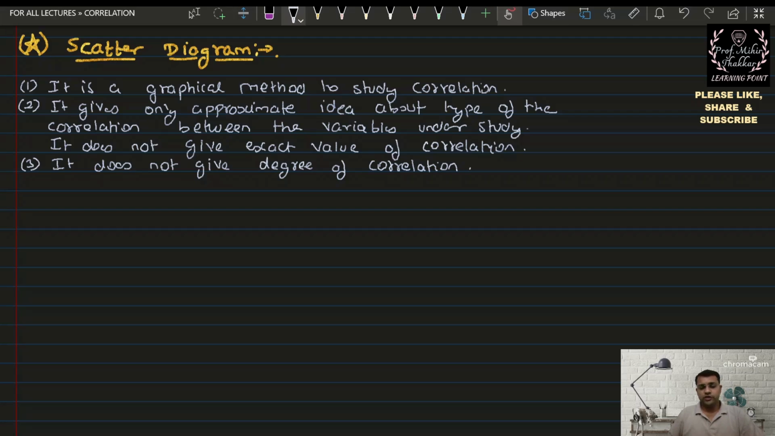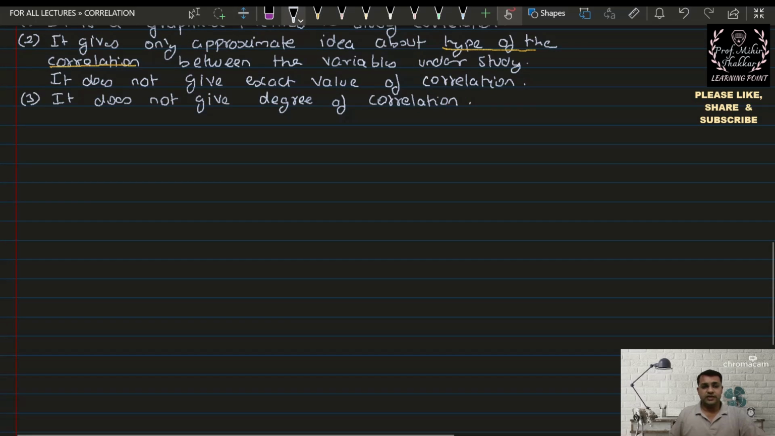When we talk about degree of correlation, it means the numerical value of the correlation. We don't get that from a scatter diagram or from the diagrammatic method of finding the correlation. We just get an idea about the type of correlation. It only helps us understand whether the correlation is positive or negative. There is one very important point that we need to write over here, point number 4.